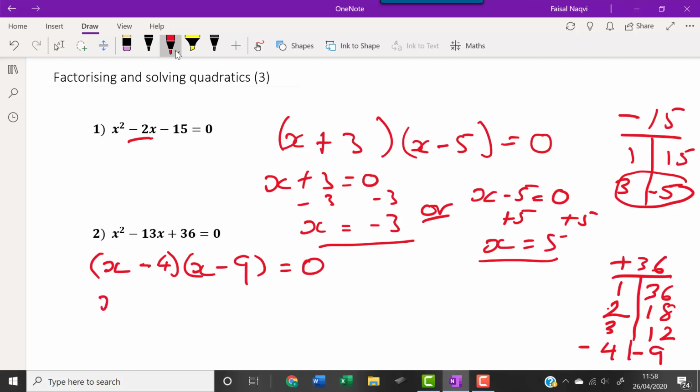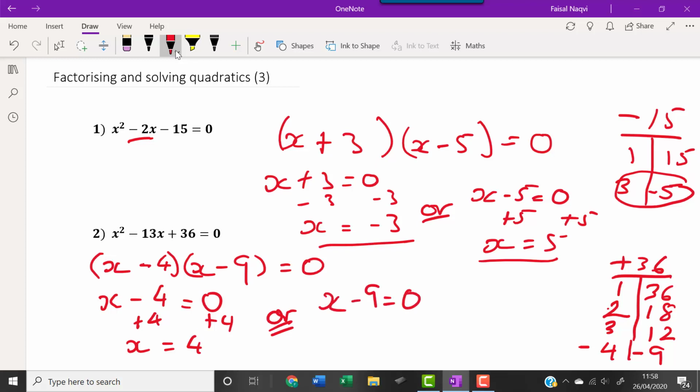To solve it, I take one bracket at a time. I do the inverse of minus 4 to get x on its own. So x equals 4. Or I take my second bracket. I want to get x on its own, so I do the inverse of minus 9. x equals 9. Those are the two solutions for my question.